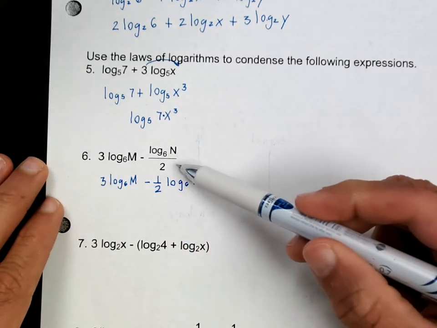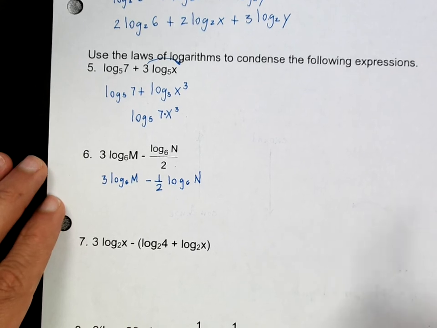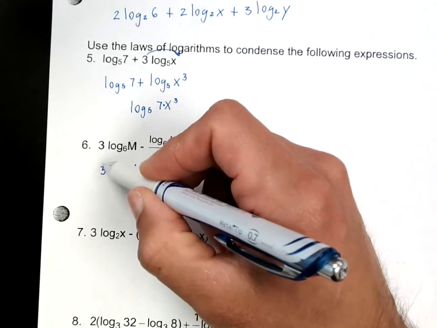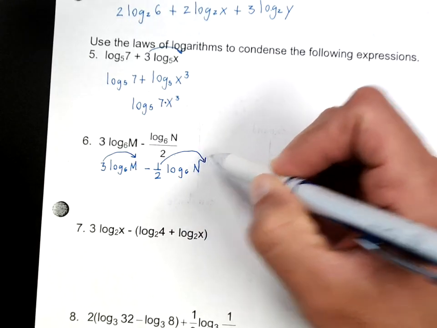Remember that if I divide something by 2, that's the same thing as multiplying times a half, right? So that's where I'm going to start off. Now, again, I have not done any of the rules of logarithms. So now I'm going to use those laws. I'm going to bring that 3 up as a power. I'm going to bring this 1/2 up as a power.